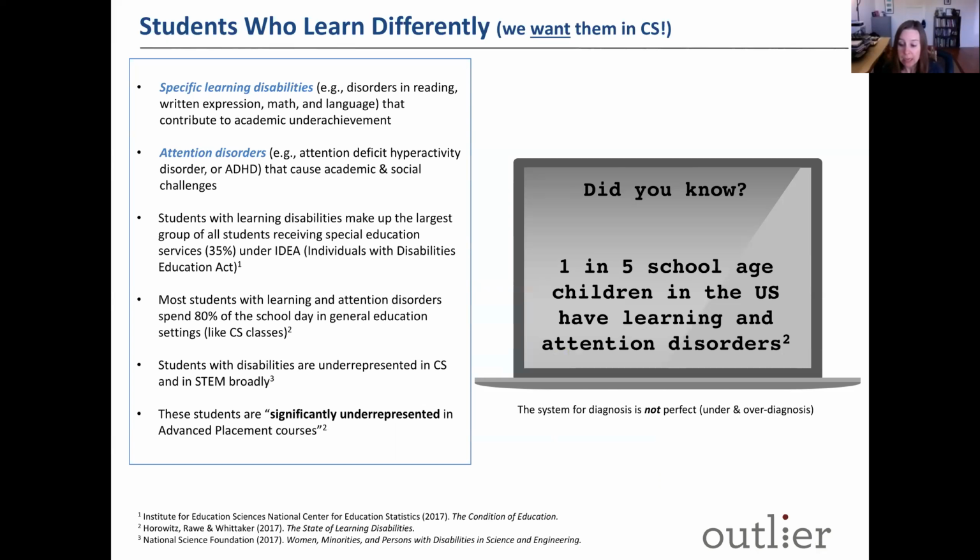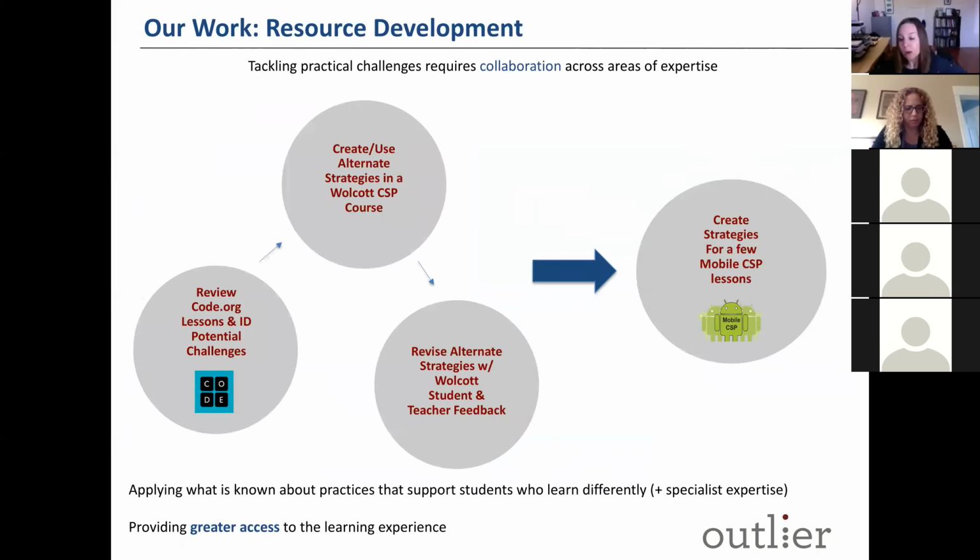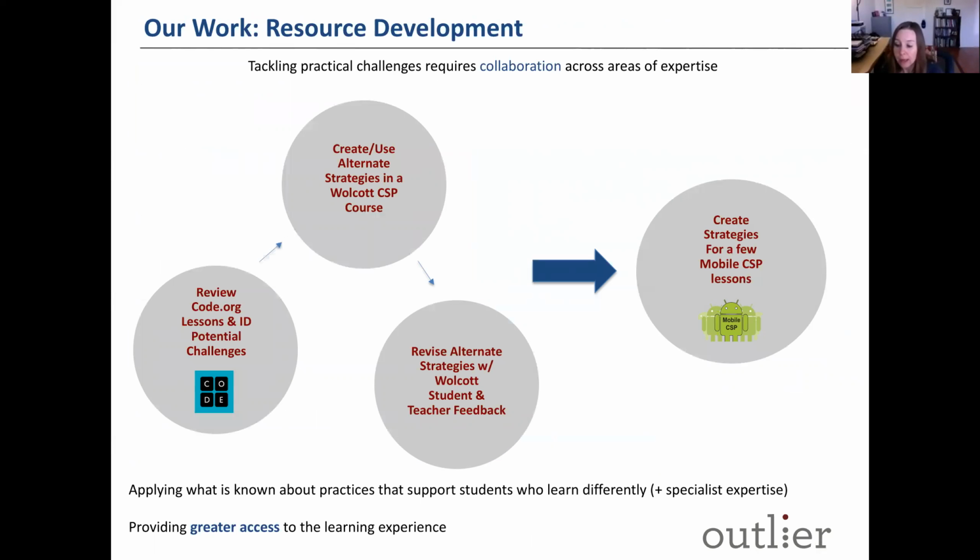So many of them spend 80% of their day in general education classrooms, which means they will be, and we want them to be in our computer science classes too. Yet these students who have disabilities are underrepresented in STEM and also in advanced placement courses. So our work is to help make computer science principles more welcoming and accessible to these particular students.